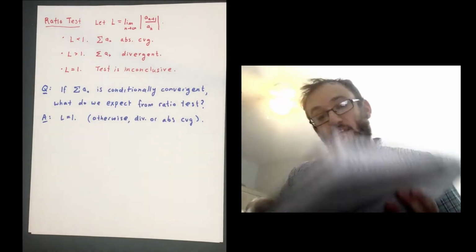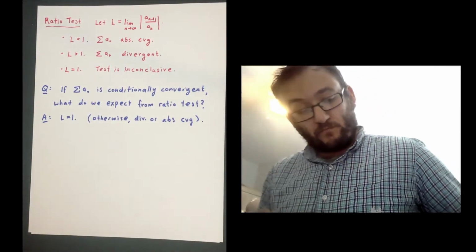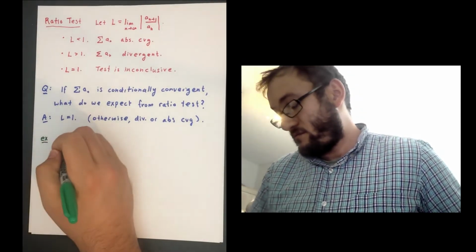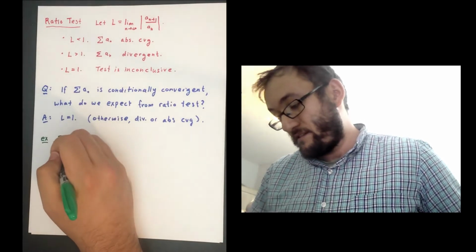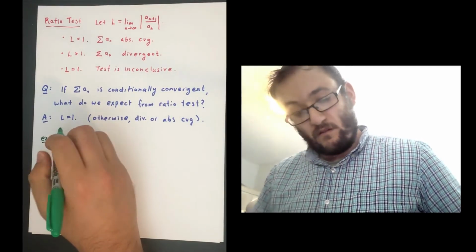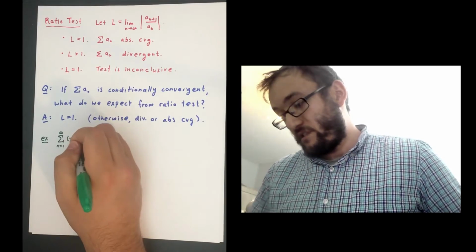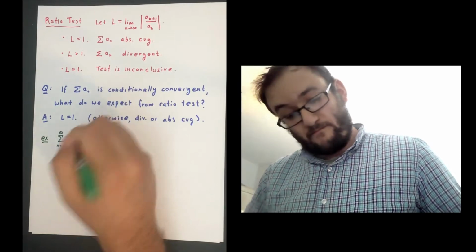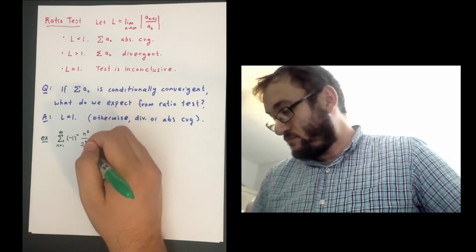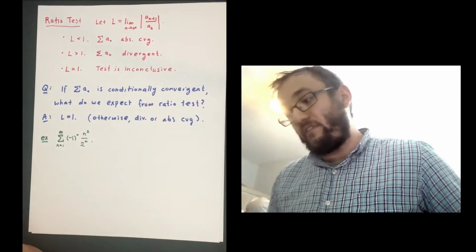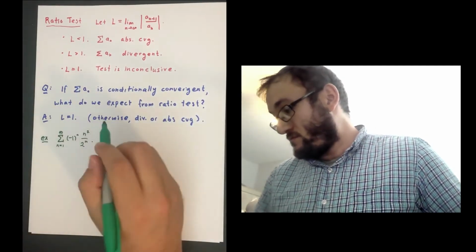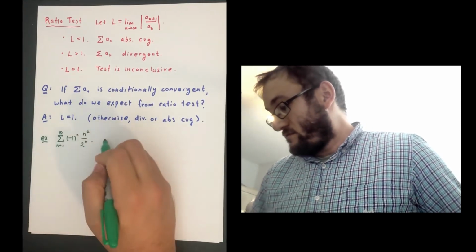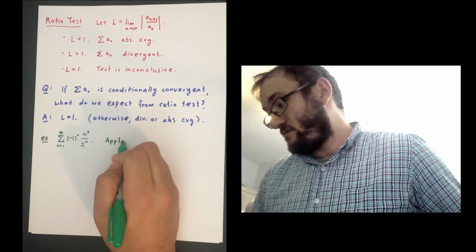Okay. So let's give this ratio test a try. Suppose we have the series given by the sum from n equals 1 to infinity of (-1)^n times n squared over 2^n. Okay, we're going to try and apply the ratio test.